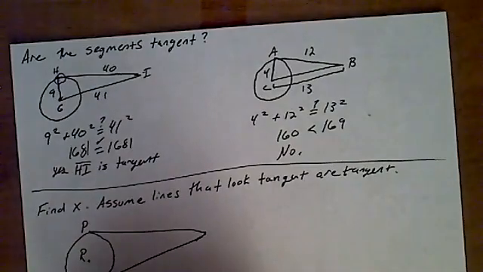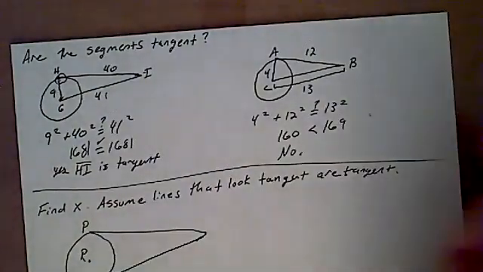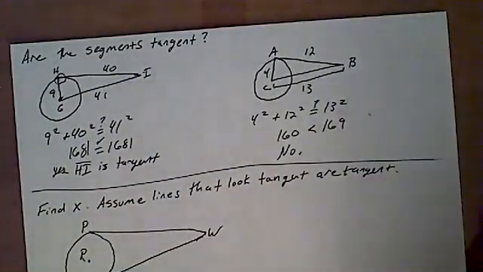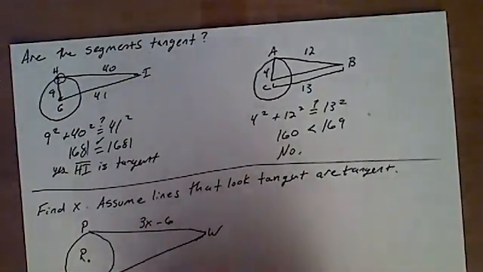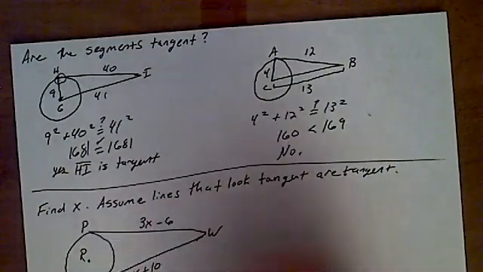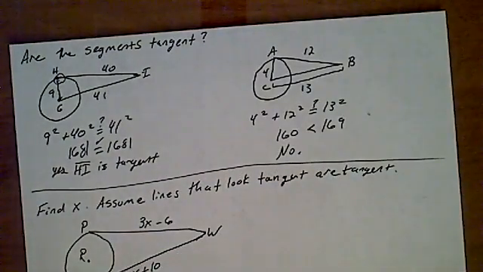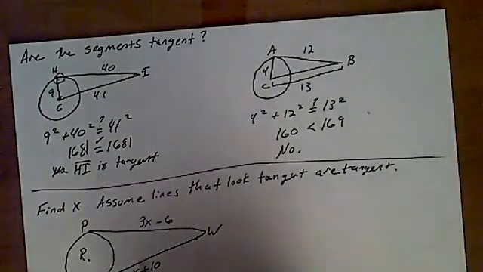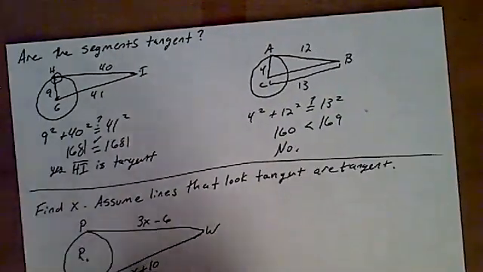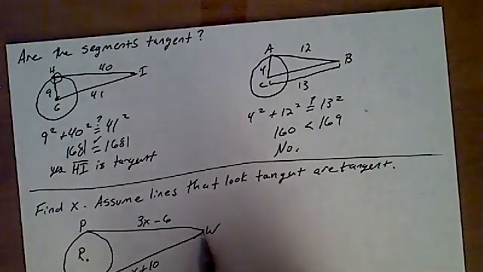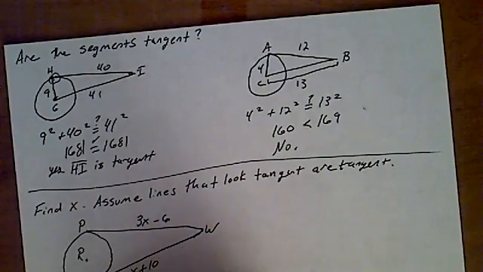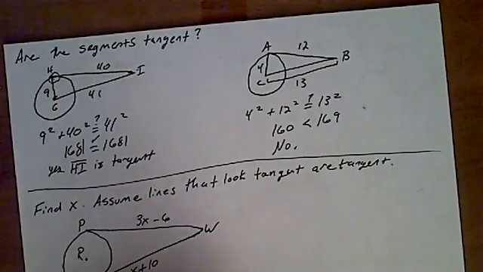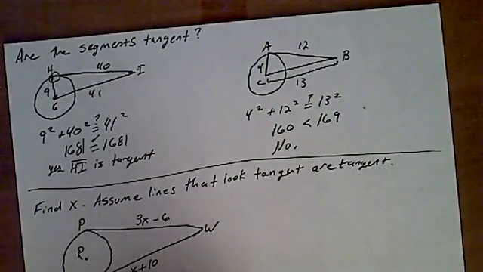R, P, Q. So P and Q are points of tangency. We have W, which is an exterior point. And, well, we know that those two segments must be congruent because they are tangent going to the same exterior point. So 3x minus 6 must equal x plus 10. 2x equals 16, and x is 8.